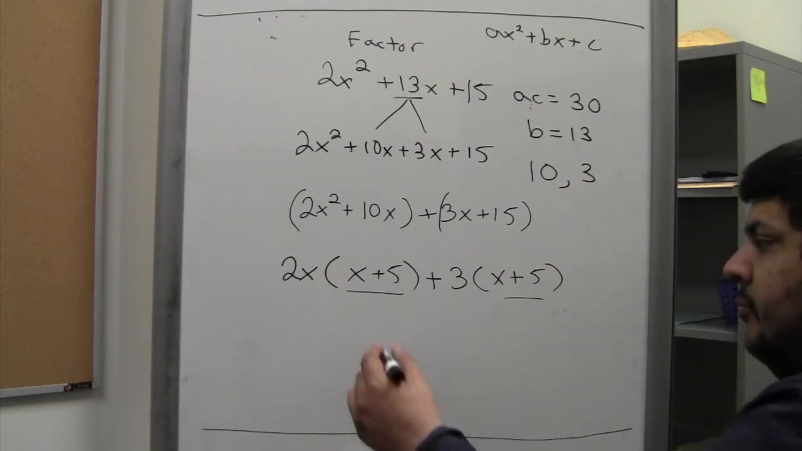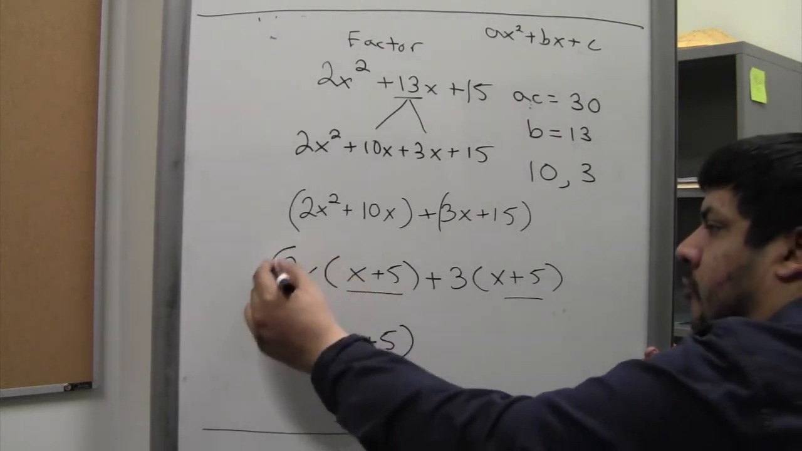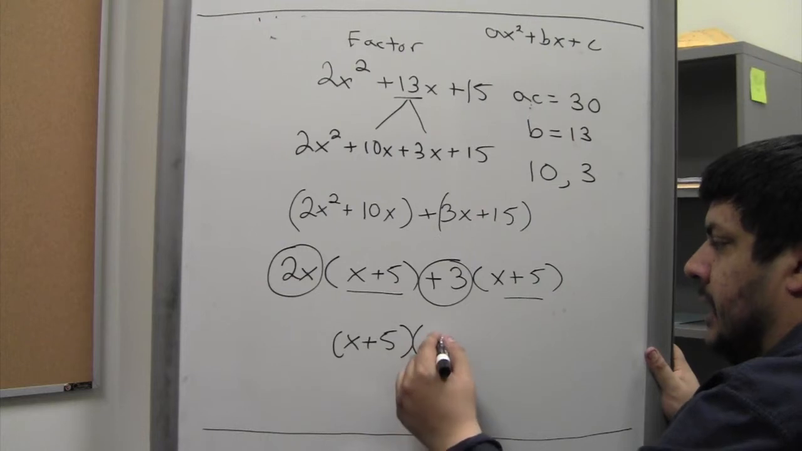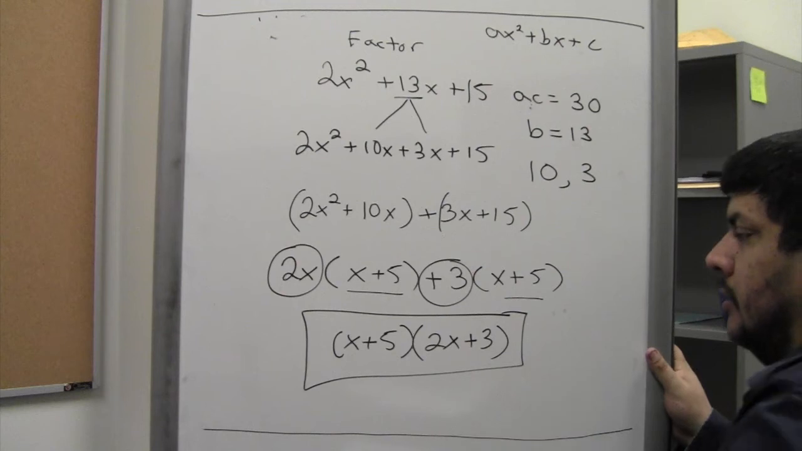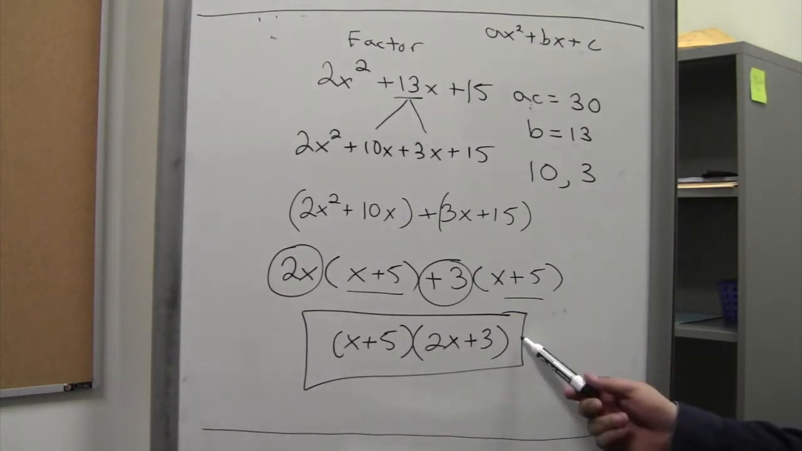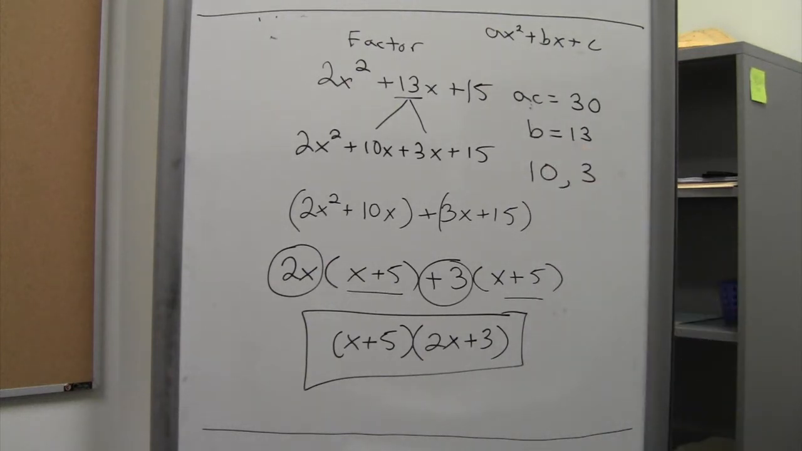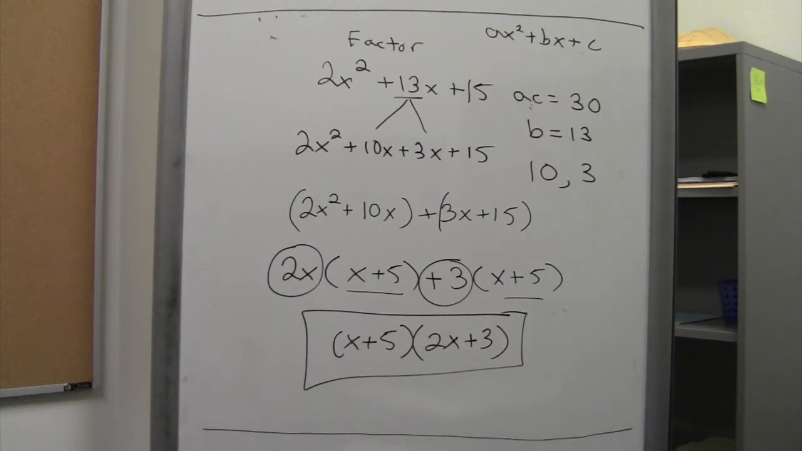Now we write our final answer. We write what we see twice. And we write what's left here in the other part. So this would be the factored form of the original polynomial. We can of course check this by doing FOIL expansion or multiplication of the binomials here. Try that on your own and make sure you get back 2x squared plus 13x plus 15. You definitely should.